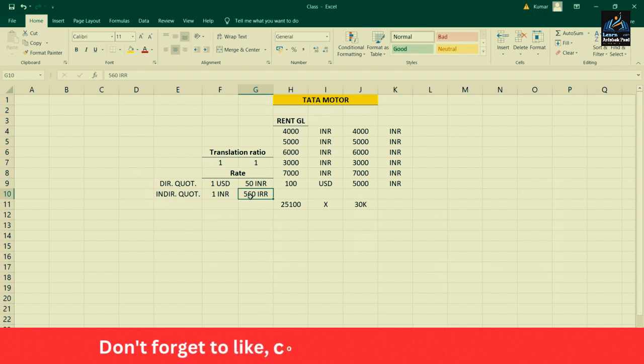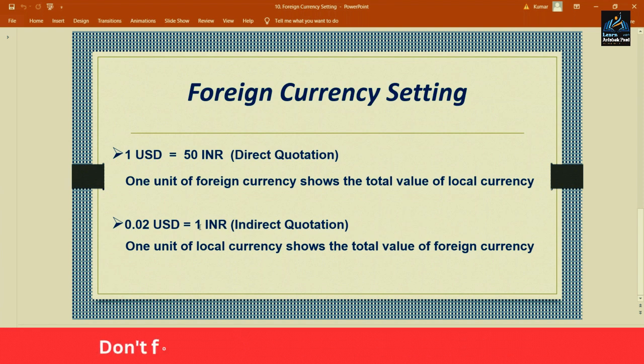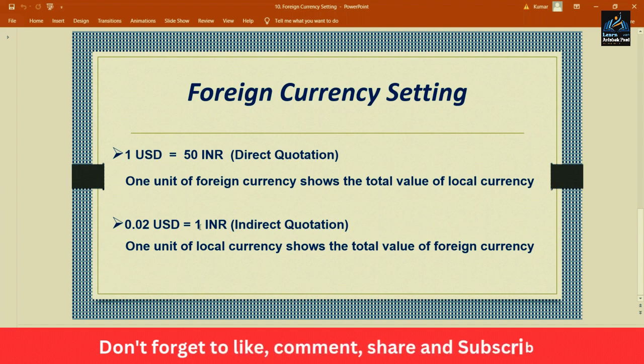So that's all, guys. That's all in this system, and this is how you have to say. This is the difference between direct quotations and indirect quotations. Direct quotation is used when the foreign currency rate is higher than the local currency. The rates are specified under indirect quotations only if the local currency rate is higher than the foreign currency. So that's all in this system, guys.